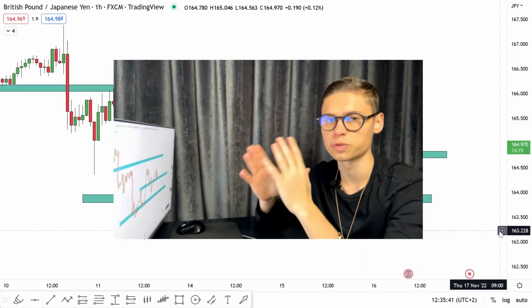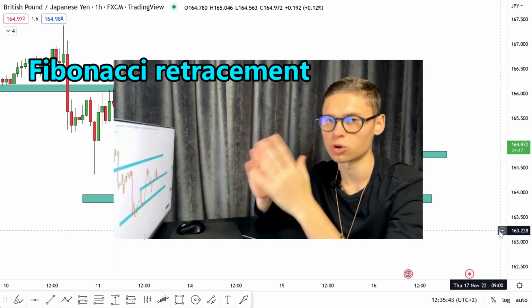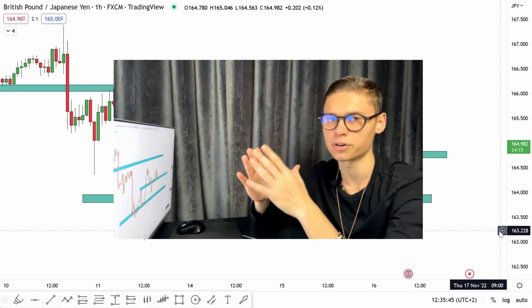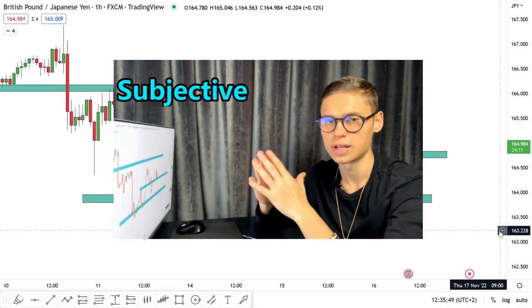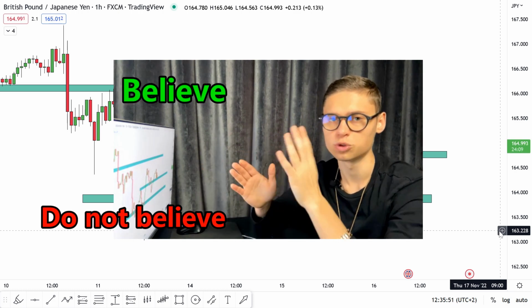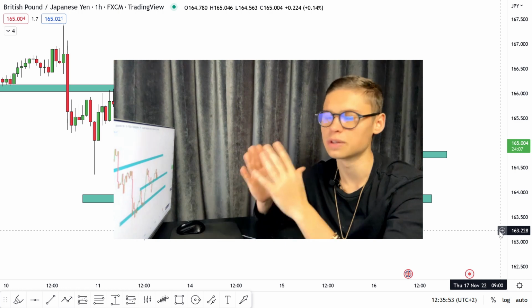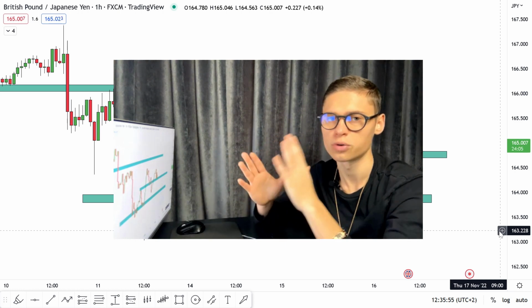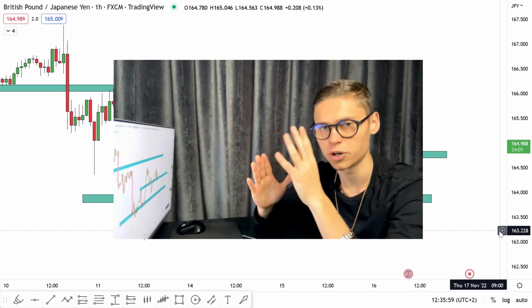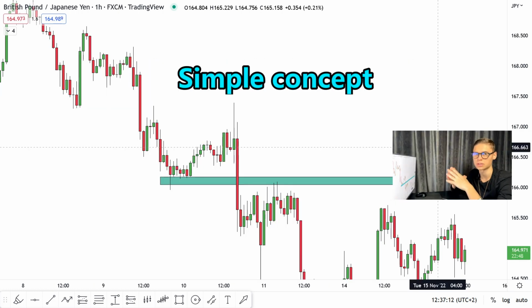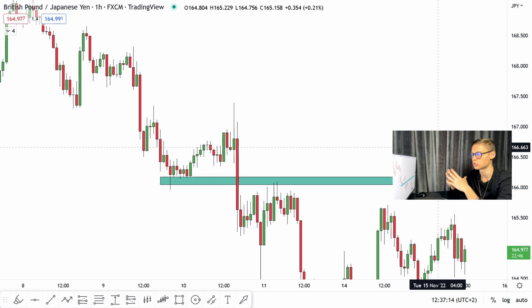You can even use the Fibonacci retracement tool, which is also a great way to find perfect sniper entries. Fibonacci retracement is a little bit subjective. Some traders believe in it, some do not, but I personally believe if enough traders are using it, you can definitely apply it to your own trading to find a perfect sniper entry. Fibonacci retracement is a pretty simple concept to understand.